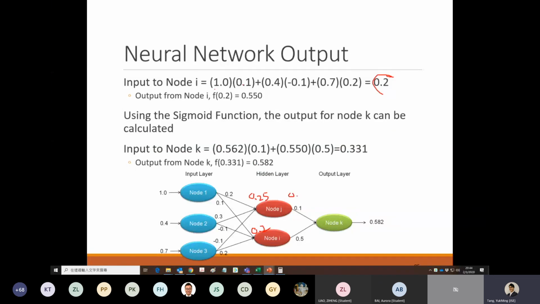Then we have the input for the loop I equal to 0.2. And then we apply the sigmoid function for the loop I, f of 0.2, and finally we got the output for the loop I equal to 0.55.